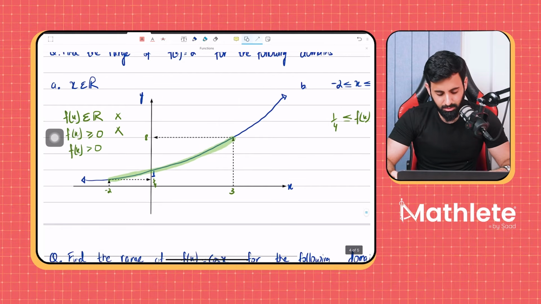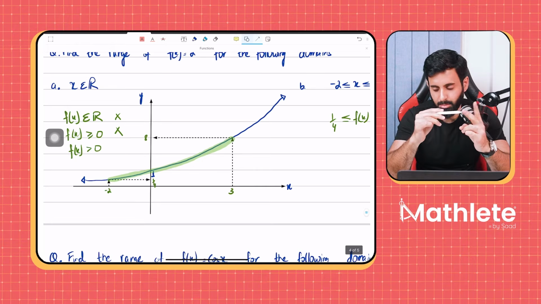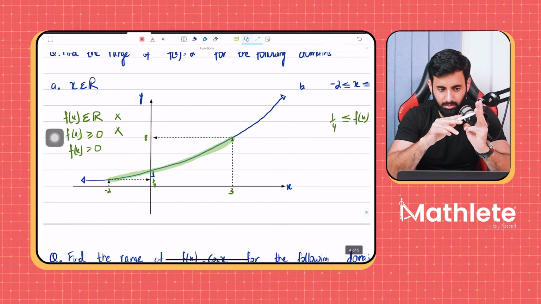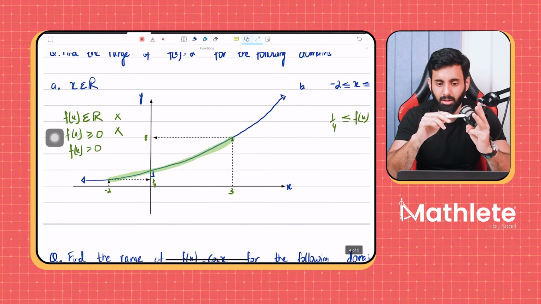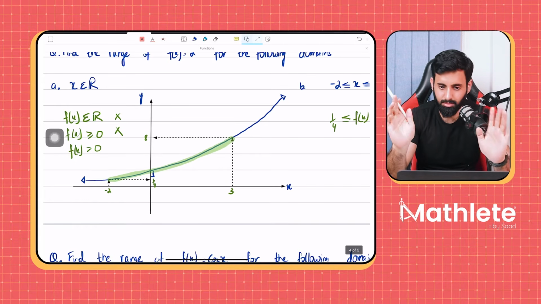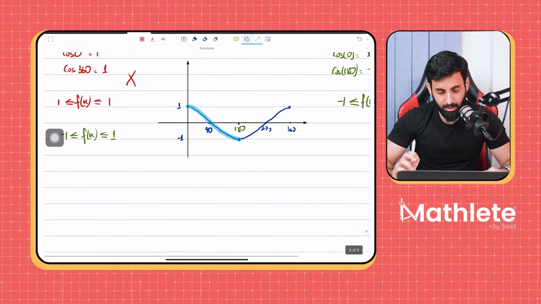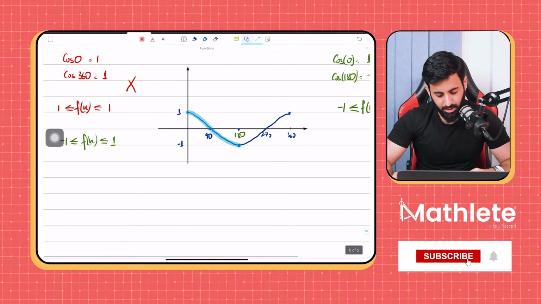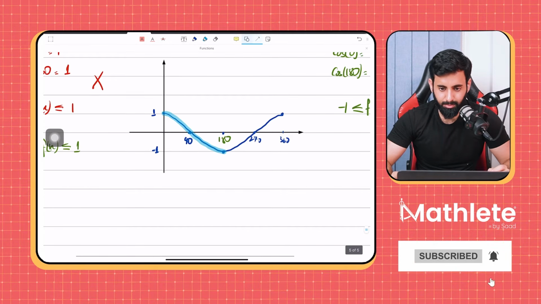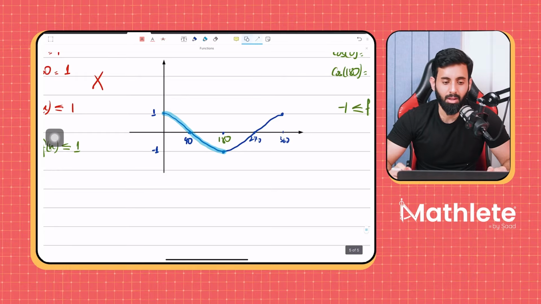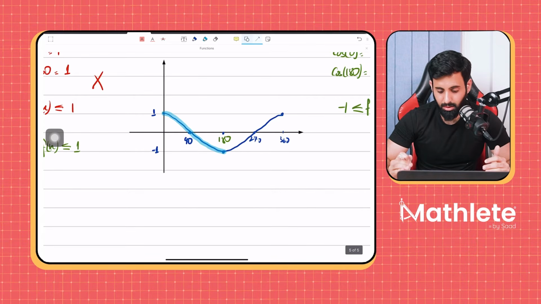Look at this function. A, B, or C? Tell me. A, B, or C? A. Very good. Now look at this function, from 0 to 360. A, B, or C? Yes, both. Which means it's a many to one function, because it's increasing and decreasing.